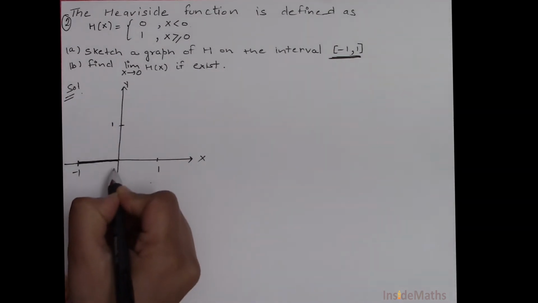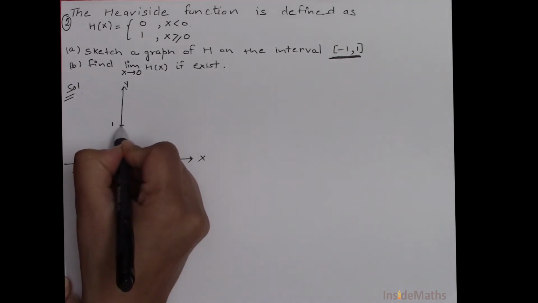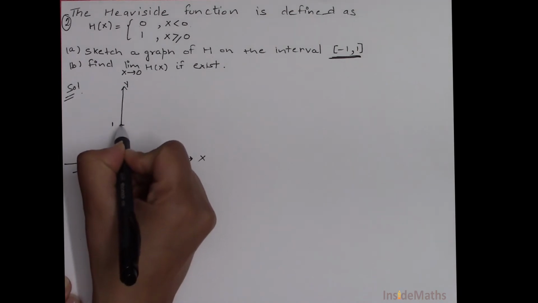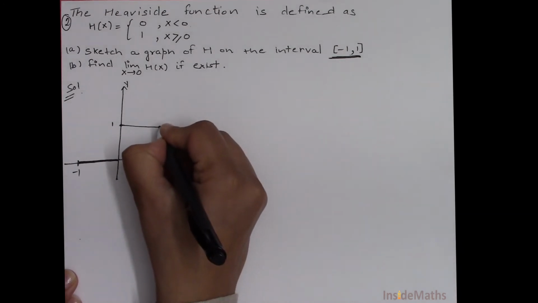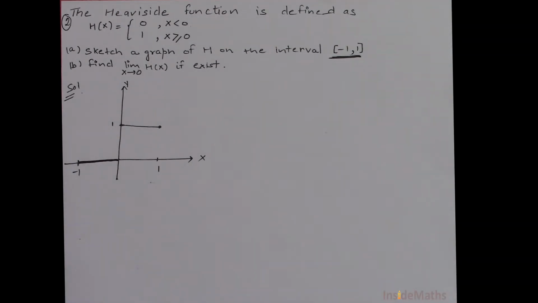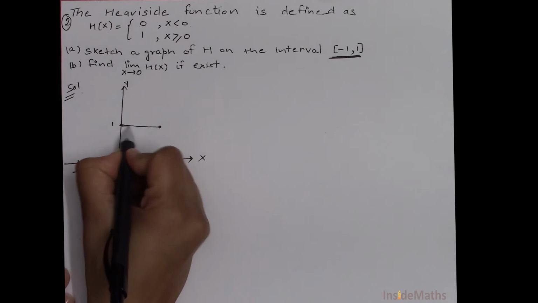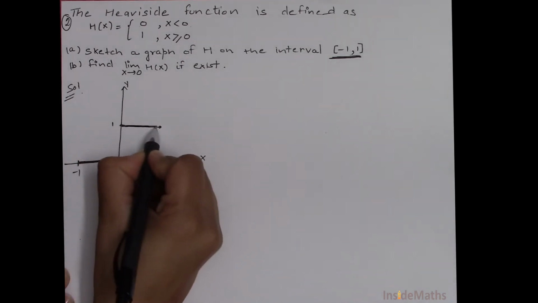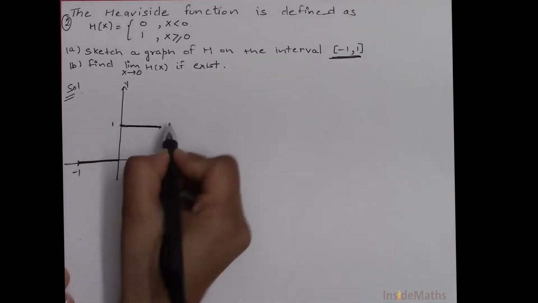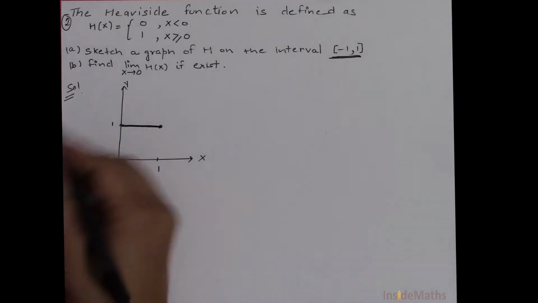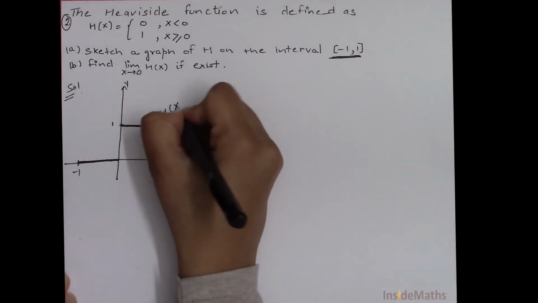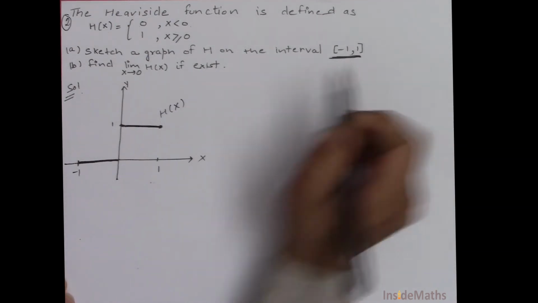Here is 1, so at 0 also it's 1, and at this point also it's 1. I'll bold this line also and this point also. Now this is the graph of h of x in closed interval -1 to 1.